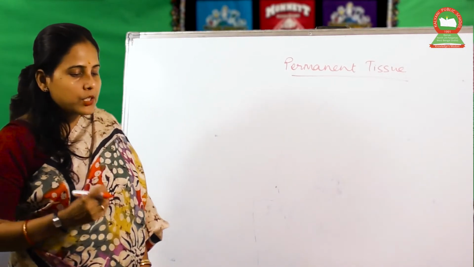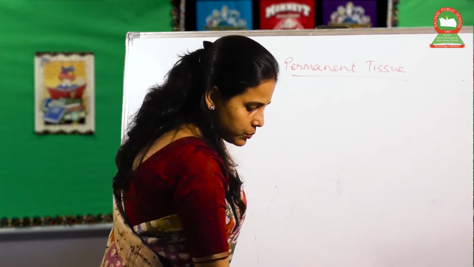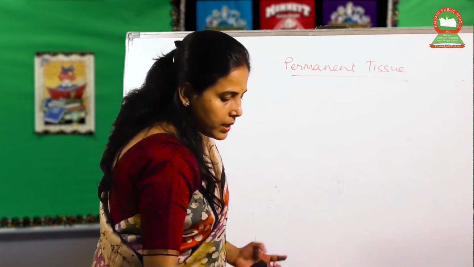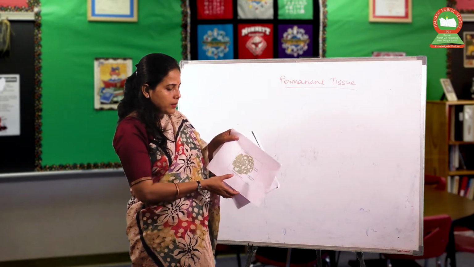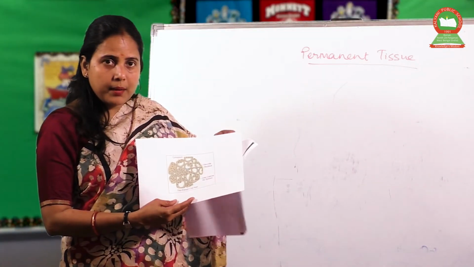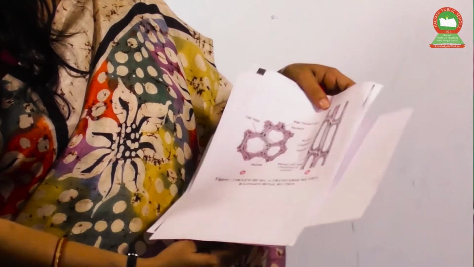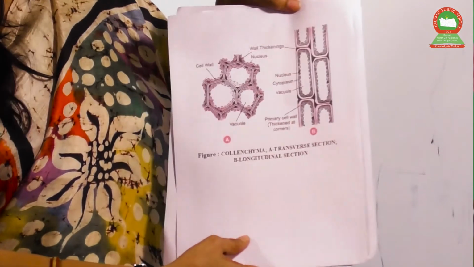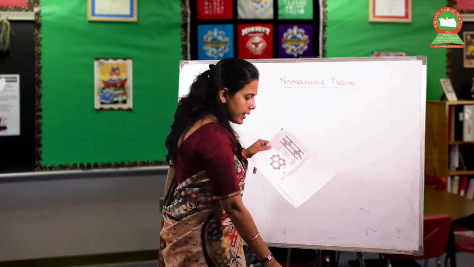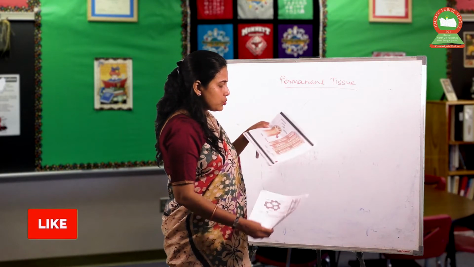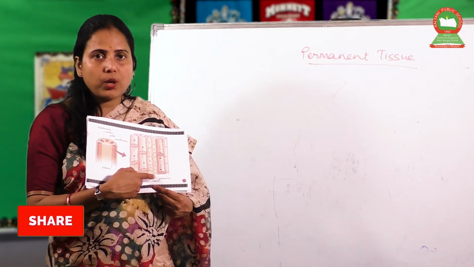If you classify the simple permanent tissue, you will come to know about three types of simple permanent tissues. They are parenchyma, then we have the collenchyma and the sclerenchyma. In case of complex permanent tissue, we have the xylem and the phloem cell.